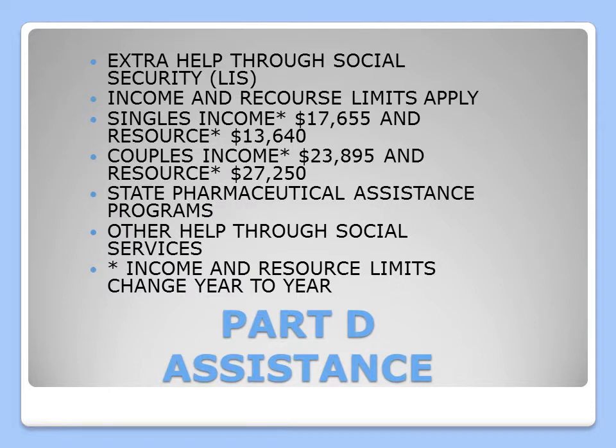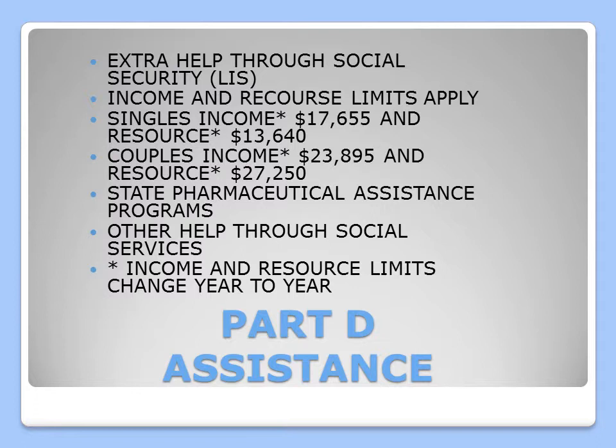If your income and resources are low, you might qualify for Part D assistance. There are two primary sources, the first directly through Social Security. It's called Extra Help through Social Security, or the Low Income Subsidy. There are income and resource limits that apply. You can see the numbers on the screen. These numbers do change from year to year, but essentially, if you're a single person with roughly $16,000 and under of income and $12,000 and under of resources, you might qualify. If you're a couple with under $22,000 of income and $25,000 of resources, again, you might qualify. You can get applications through the local social services office, and you can apply directly at Medicare.gov.